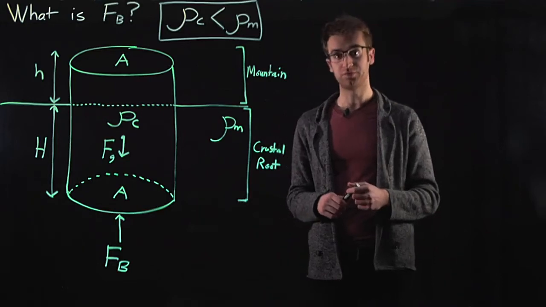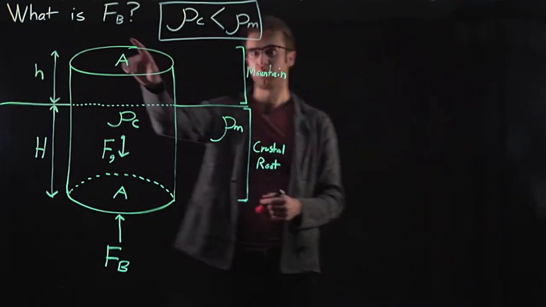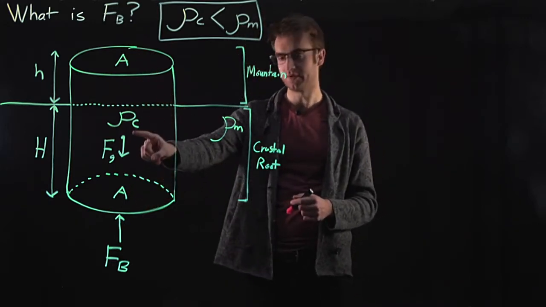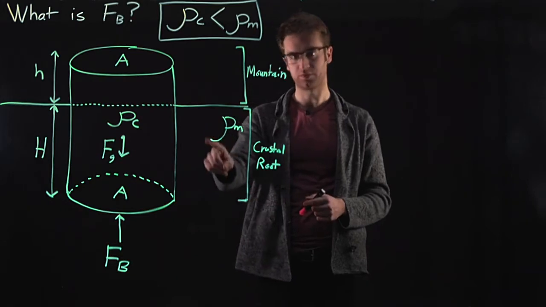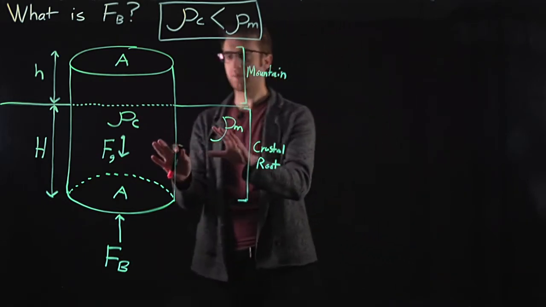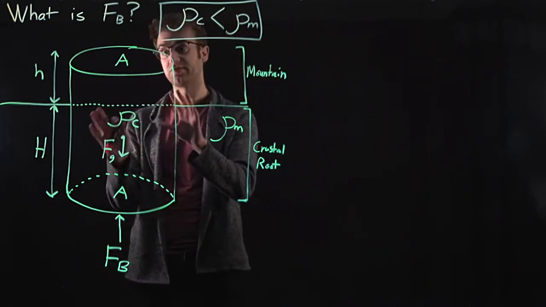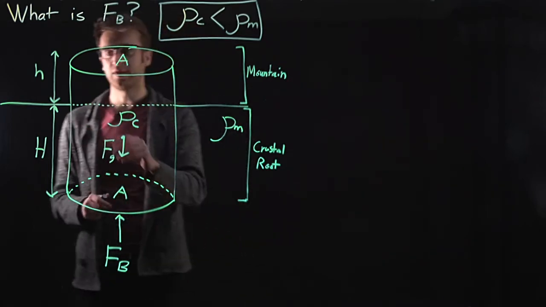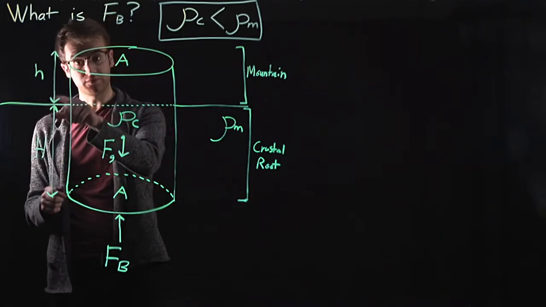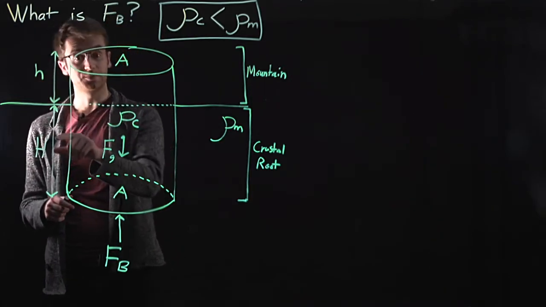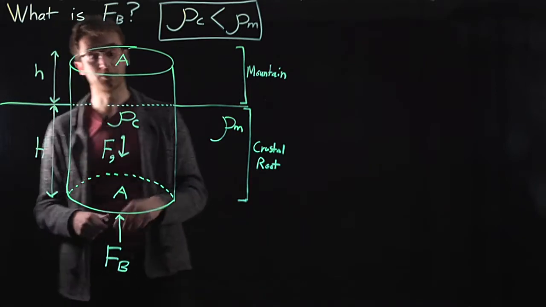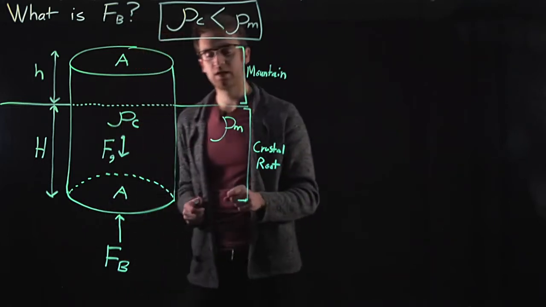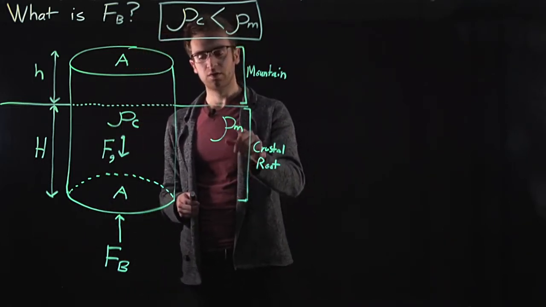This problem asks you to find the upward buoyant force acting on the crustal root of a continent in isostatic equilibrium with the mantle. So in this problem, we're going to model the continental crust as a cylinder with cross-sectional area A, with a height above the surface, above the mantle, little h, and a height below the mantle, big H. The continental crust rock has a density rho c, and the surrounding mantle has a density rho m.